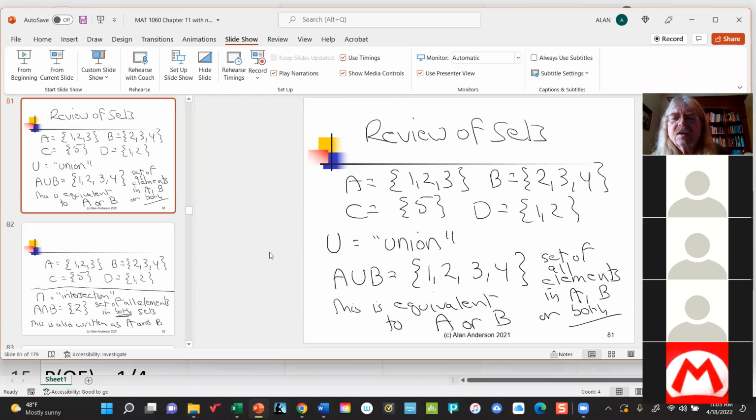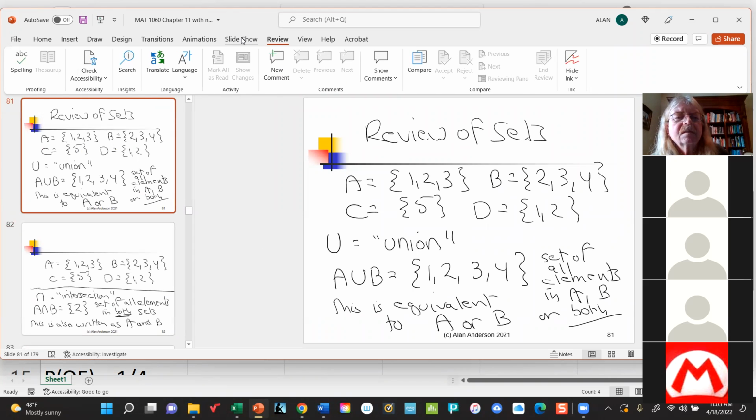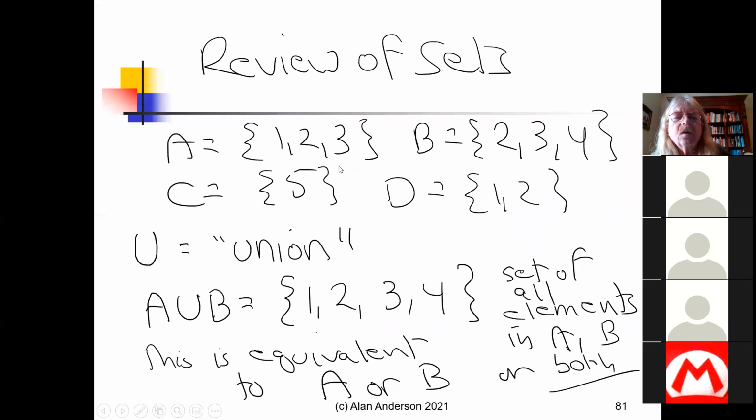All right, so let's start here. So here are my sets. I've got A, which contains 1, 2, and 3. B contains 2, 3, and 4. C contains just the element 5. And D contains the elements 1 and 2.